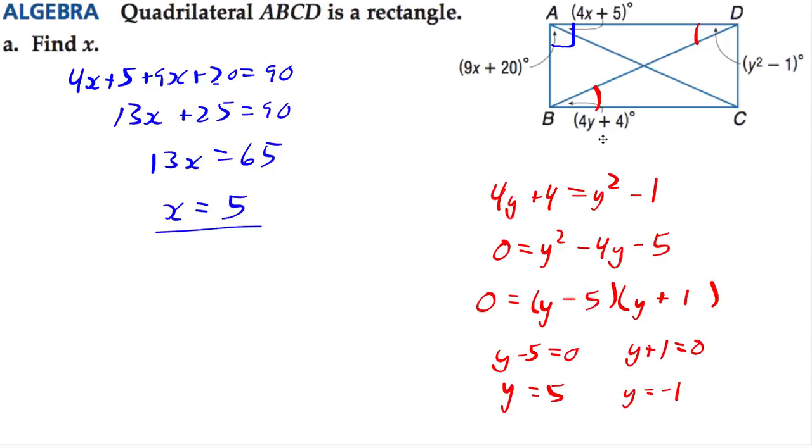But will this work? Well, if I plug in negative 1, I get negative 4 plus 4, which is 0. So this angle is 0 degrees? No, that doesn't make sense. That's what we call extraneous. So y is only equal to 5. So if you ever have a quadratic, make sure that you are able to plug your answer back in and get the appropriate response. So that's it for rectangles. So your previous geometric knowledge of rectangles is probably good, but this takes it to the next level and adds some more complex algebra.